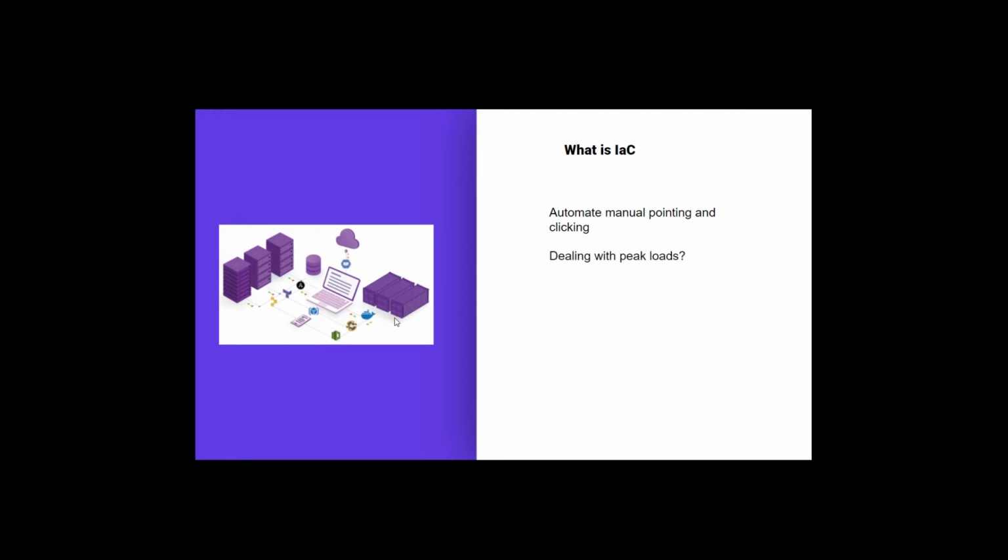So, IAC leverages the benefits of code. We can use version control systems to see what changes are being proposed. We can roll back to working versions, and we have a point-in-time representation of our infrastructure.